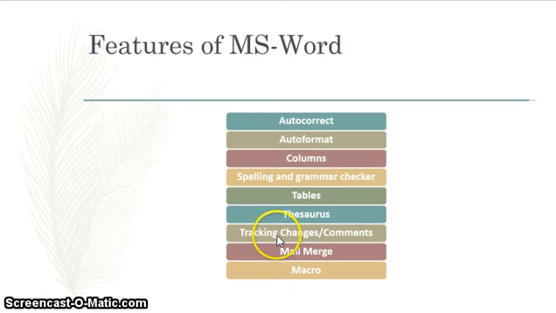Then tracking changes. If a number of users are working on the same document, what happens? This software can highlight the changes made by the different users. And if you have added a comment, then it also shows the comments given by that particular user. So this is tracking changes and comments.